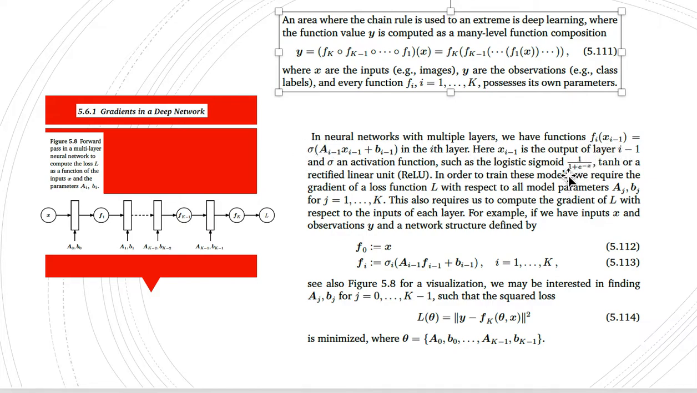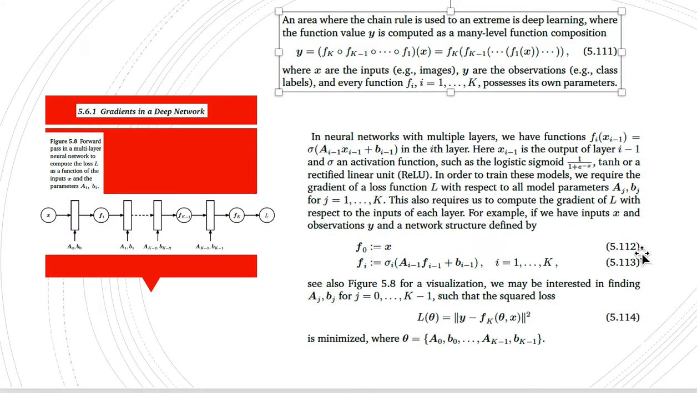1 over 1 plus e to the power of minus x, tanh, or a rectified linear unit. In order to train this model, we require the gradient of a loss function L with respect to all model parameters A_j, b_j for j equal to 1 until K. This also requires us to compute the gradient of L with respect to the inputs of each layer.